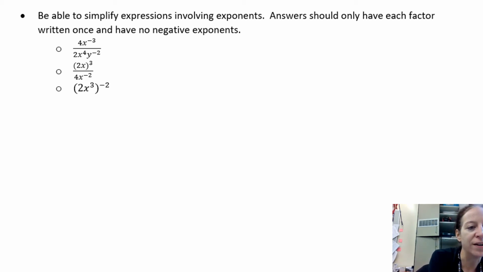So for this first one, we have 4x to the negative 3 over 2x to the 4th y to the negative 2.